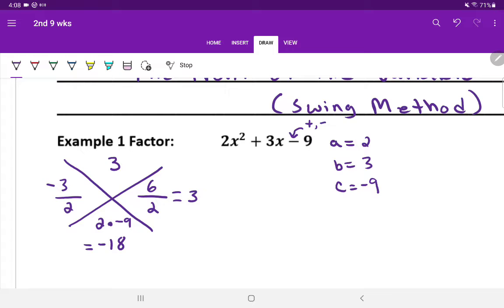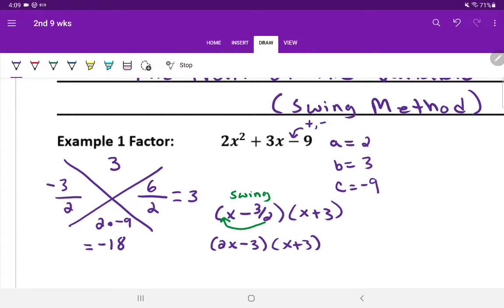So step 4, write it in intercept form. So I'm going to have x minus 3/2 times x plus 3. All right. Now, since we have a denominator of 2 in the first factor, we need to use the swing method. Just take that 2 and move it to the front of the variable, not the parentheses. All right, so we're going to get 2 times x minus, and I just did what I said not to do. We're going to put parentheses 2x minus 3 and then x plus 3. There we go. And we have it factored out here.